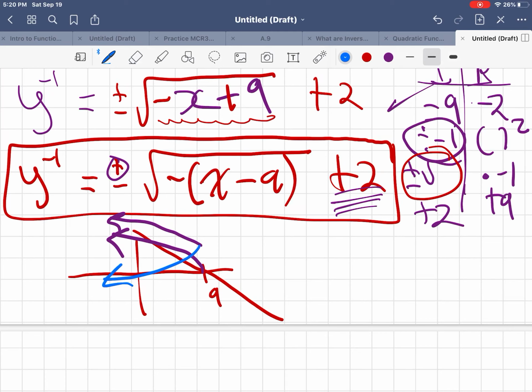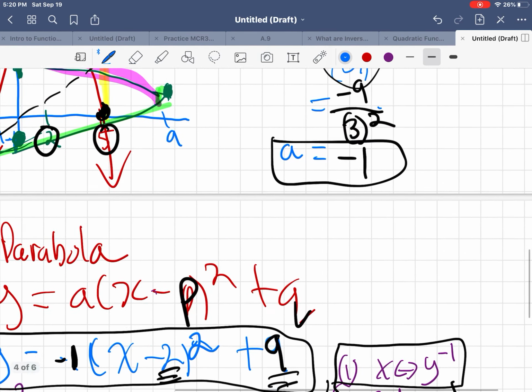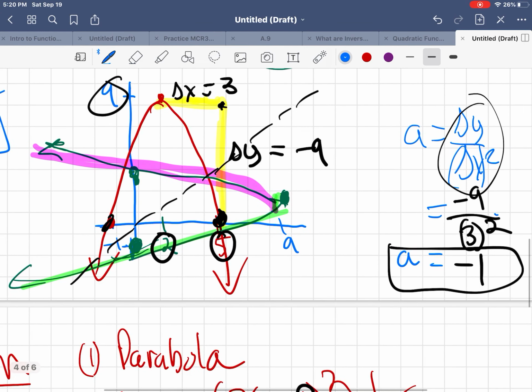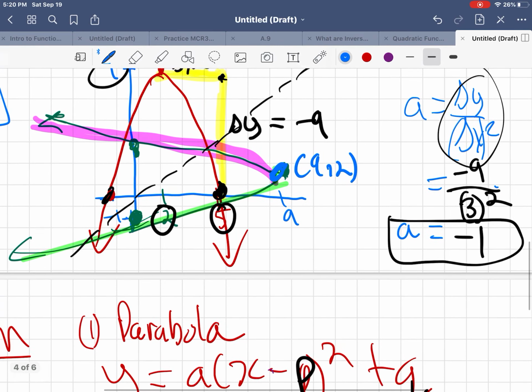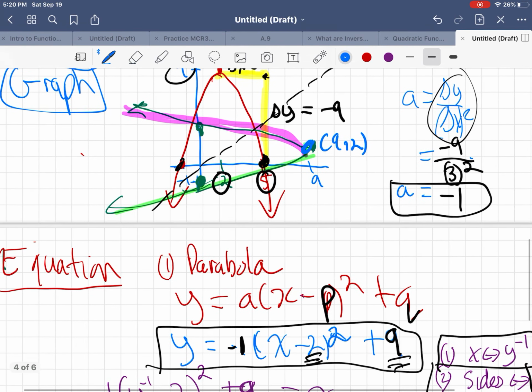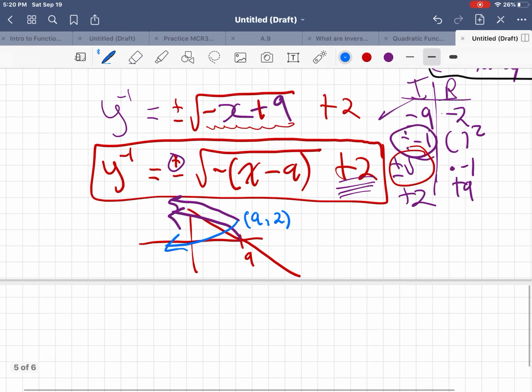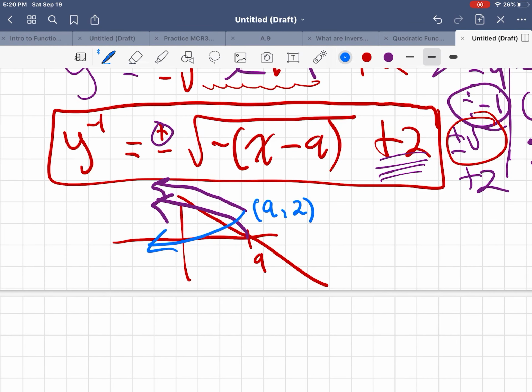Now, does that look like what we found? So that's at 9 and 2. So let's go back up to our graph and see if we're right. Verify. Well, would you look at that? It's at (9, 2). Okay, there we go. And you know what? That's enough verification there. I think you don't need to substitute in values, but we can see that.